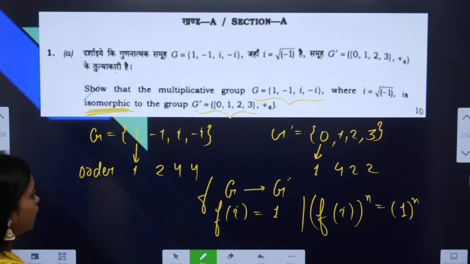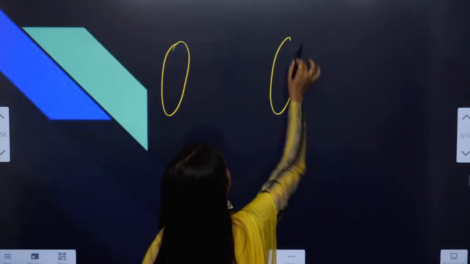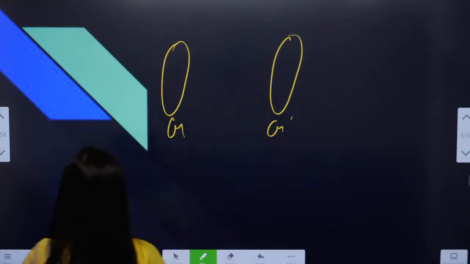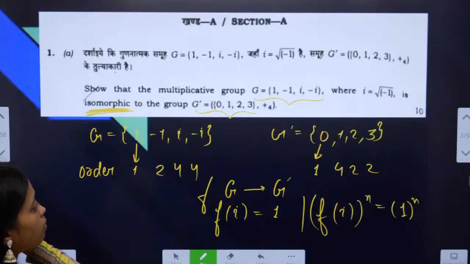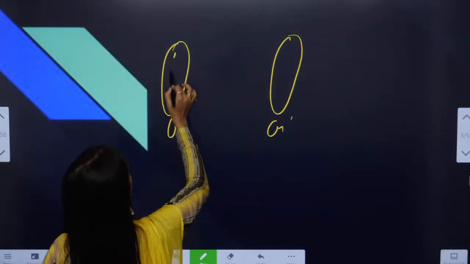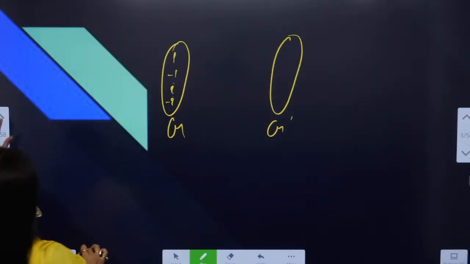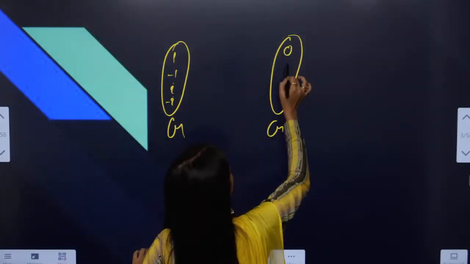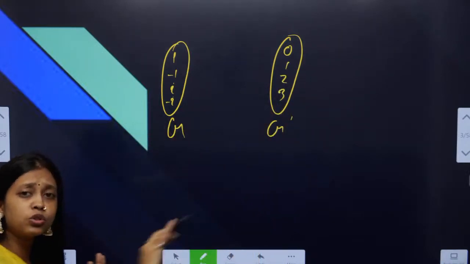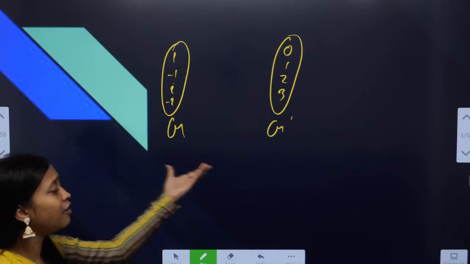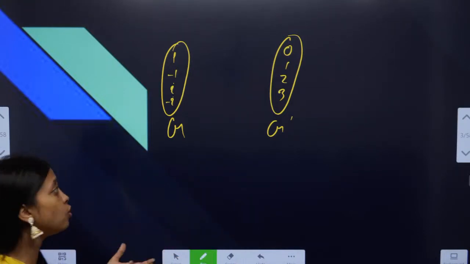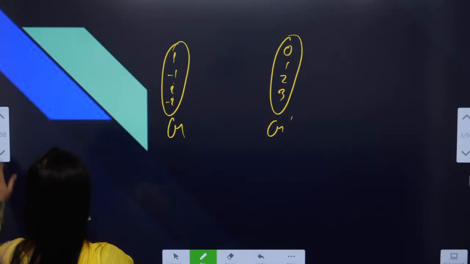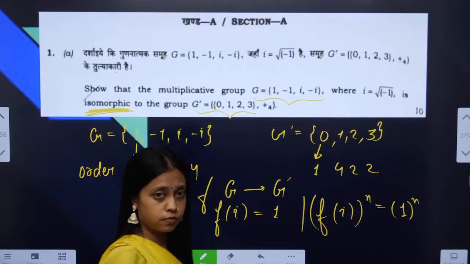Now see, this is my G, this is my G dash. For G, I have 1, minus 1, iota, minus iota, and this is 0, 1, 2, 3. You can just simply associate the numbers to make a function over here, because we have a finite set, just 4 elements, no problem in that. So I have started with iota to 1, right.